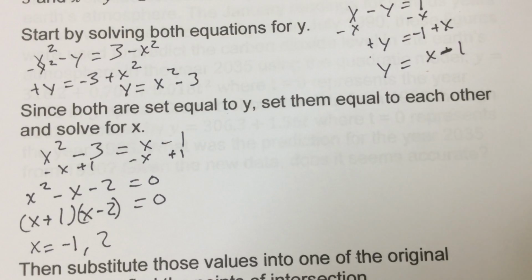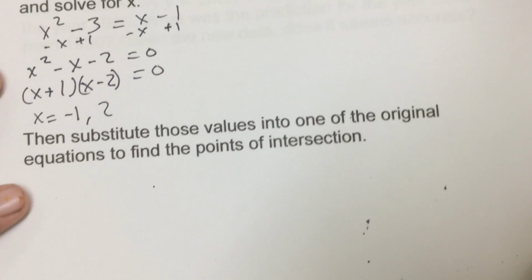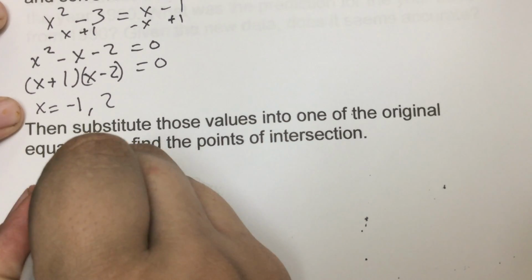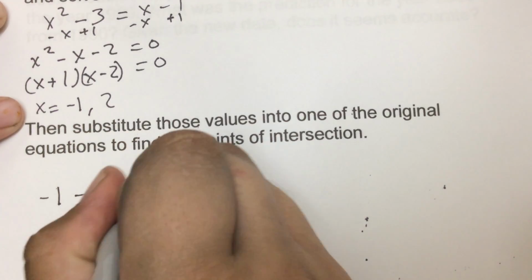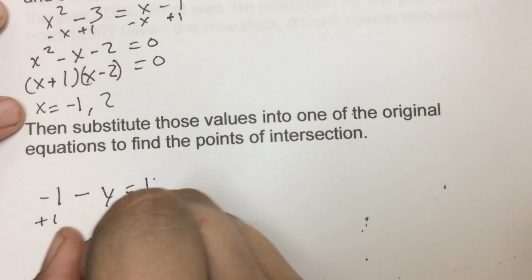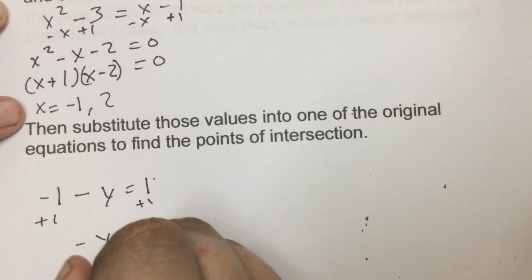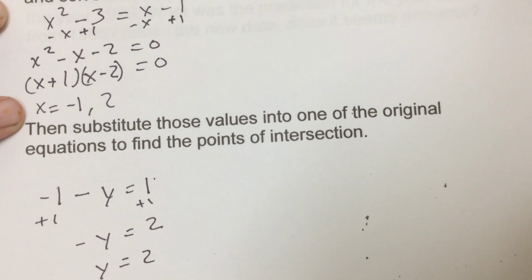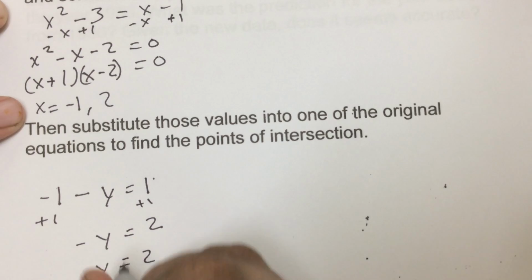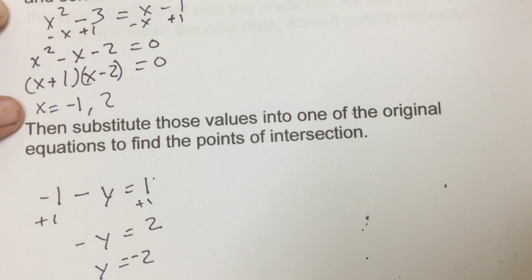So once you get those x values, pick one of those original equations and sub x back in. So I'm going to pick the second one. If I have negative 1 minus y equals 1, I would add 1 over. So negative y would equal 2, so y would equal negative 2. So my point then would be negative 1, comma, negative 2. So I didn't put the mark.